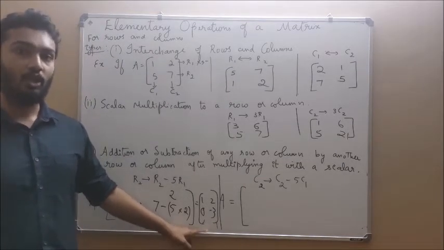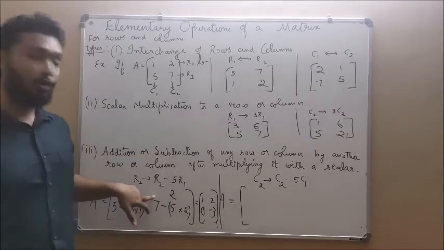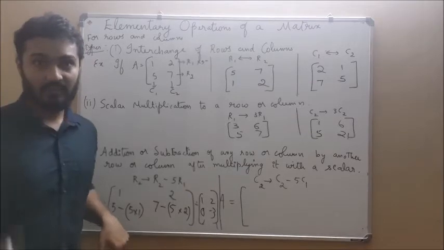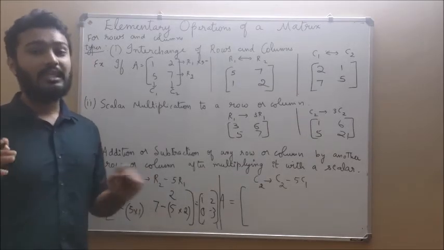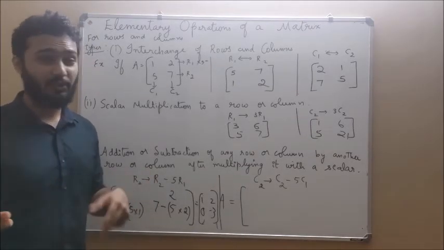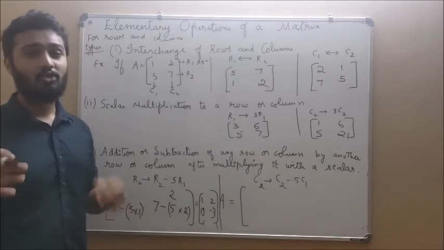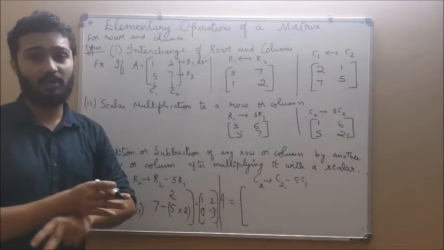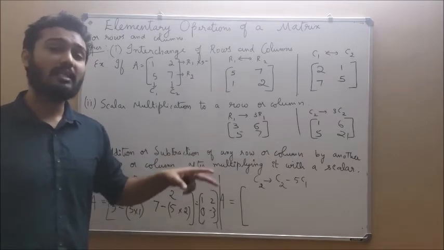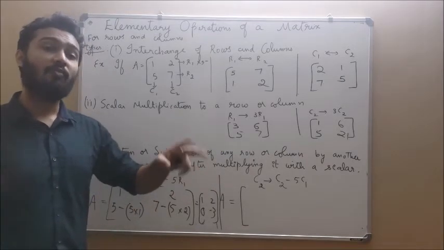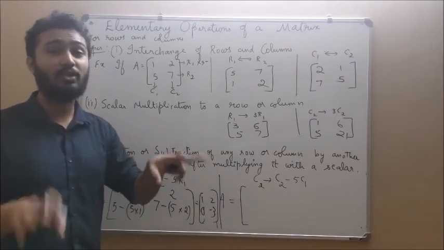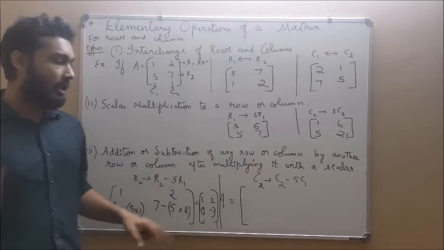So this is the third operation. We are subtracting a row by another row which is multiplied by a scalar. We are doing two operations at once. So take note. We are either adding or subtracting from another row which is already multiplied by a scalar. So two things we are doing at once.